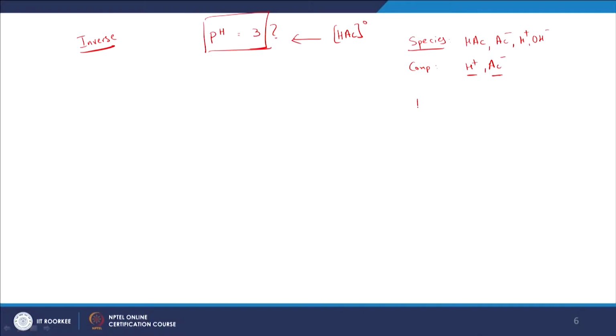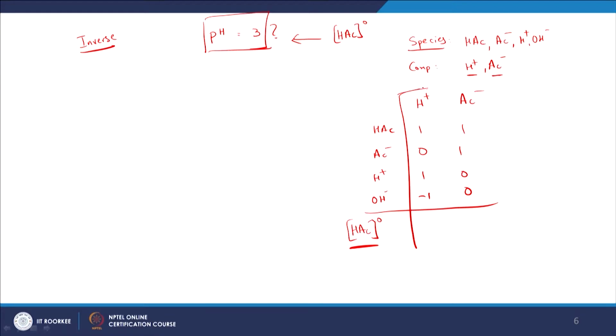Again, component balance, I am skipping the formation equations, and we have HAC, AC minus, H plus and OH minus. We will see that more or less the key is just the H plus balance. So, 1 0 1 minus 1 1 1 0 0, and the recipe species is HAC naught, which is my unknown now. That is going to be equal to my unknown, so I am going to leave it as it is.